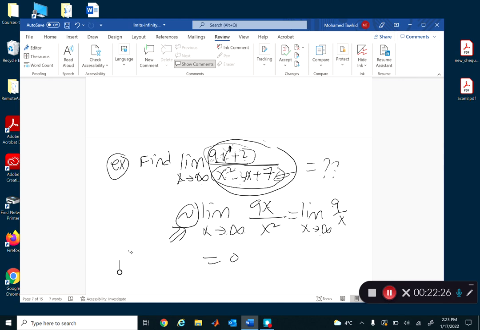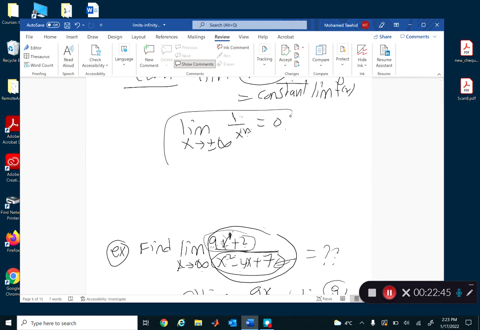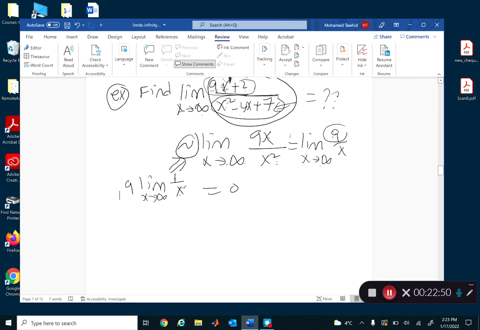Or you can grab the 9 out. That's a constant, I can grab it outside of the limit. So what do you have inside? 1 over x, where x is close to plus infinity. According to the fact I mentioned to you, 1 over x to the power n, you could take n equal 1, you get 0. So 0 multiplied by 9, you get 0. So what is the limit here? The limit here is 0.